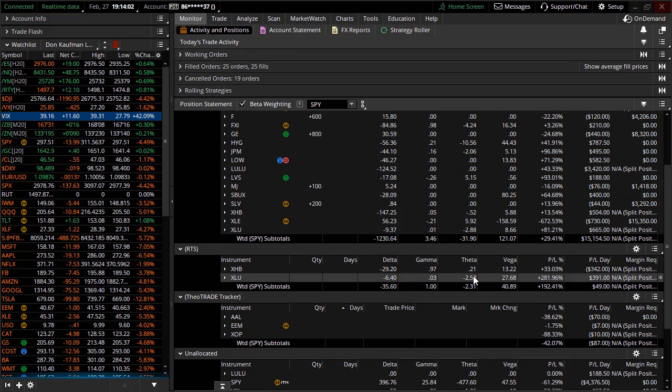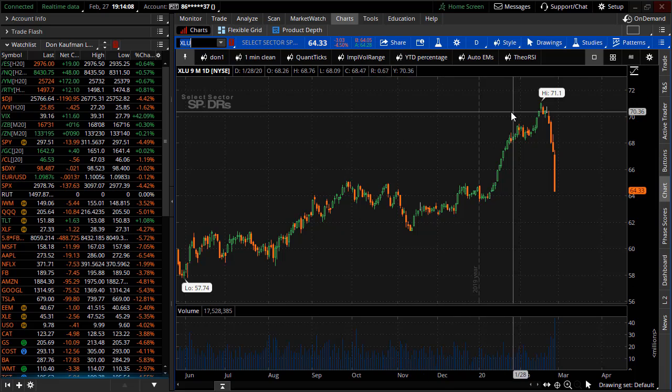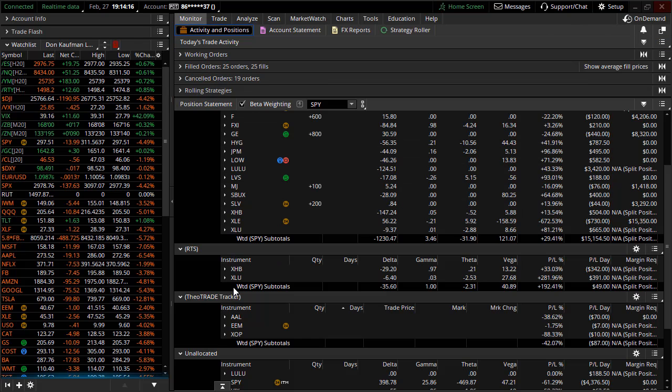I've actually got one in XHB and XLU. If you haven't looked at XLU, this one's my baby. XLU, this is the utilities. They have crashed and burned in the last couple of days. And I'm still carrying the position in the XLU, which is right now, and I'll highlight this for you. Right now, my XLU one is already up 281%.